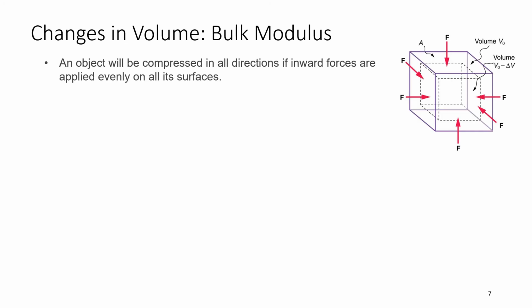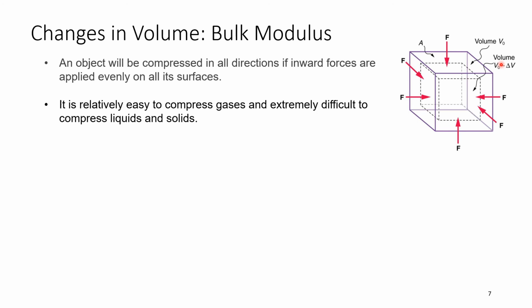An object will be compressed in all directions if inward forces are applied evenly on all its surfaces, as shown in this figure. It is relatively easy to compress gases and extremely difficult to compress liquids and solids. The reason for these different compressibilities is that atoms and molecules are separated by large empty spaces in gases, but packed closely together in liquids and solids. To compress a gas, you must force its atoms and molecules closer together. To compress liquids and solids, you must actually compress their atoms and molecules, and very strong electromagnetic forces in them oppose this compression.